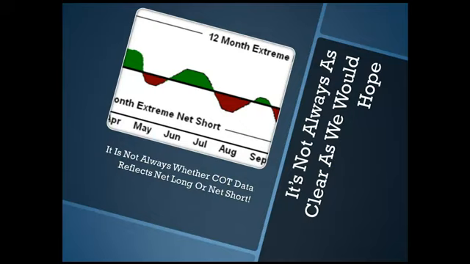So it's important that you understand that, and don't be so fixated on whether the commercials are net long or net short.